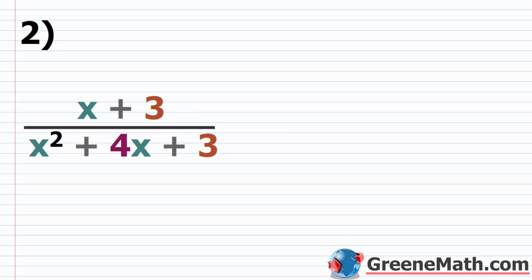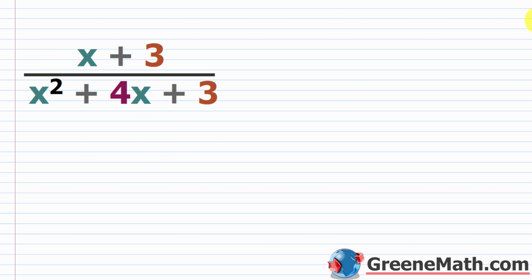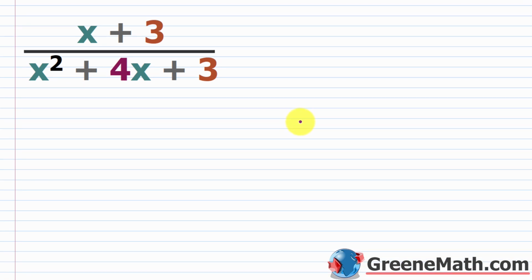All right, let's look at the second problem. So we have x plus 3 over, we're going to have this x squared plus 4x plus 3. All right, so again, the first thing I always want to do is figure out what is my domain or what are my restricted values. I'm going to take this denominator, x squared plus 4x plus 3. I'm going to set it equal to 0 and solve.